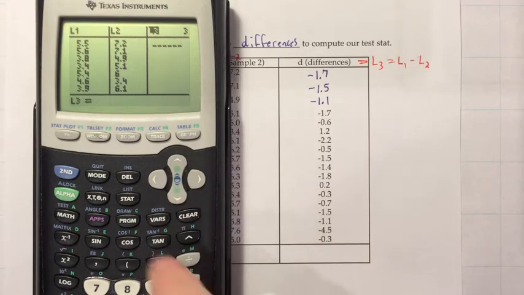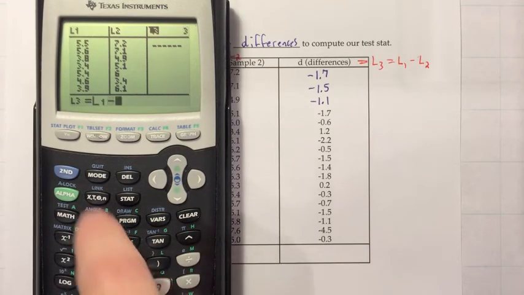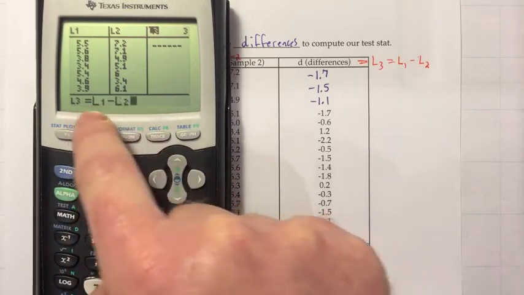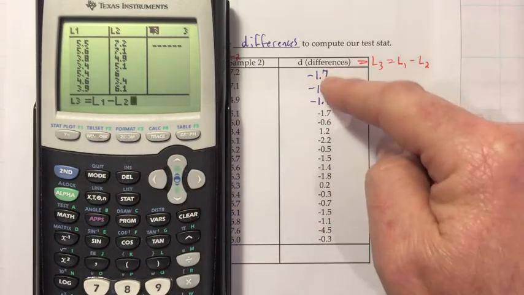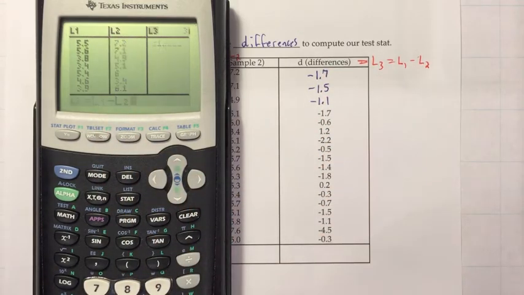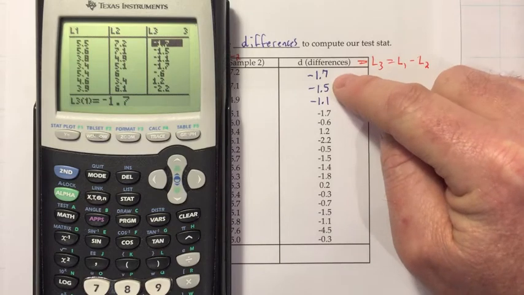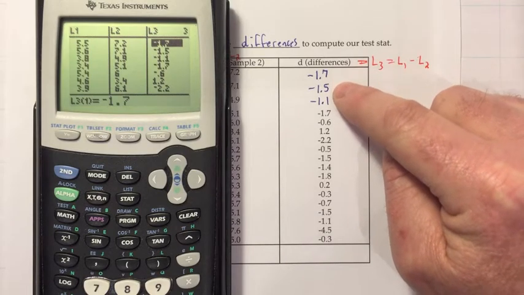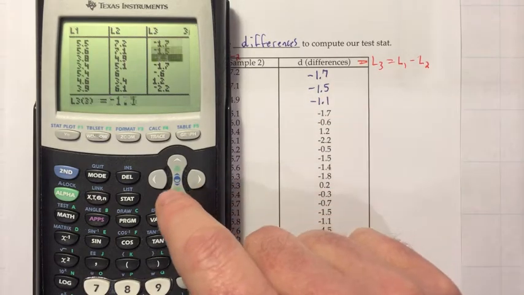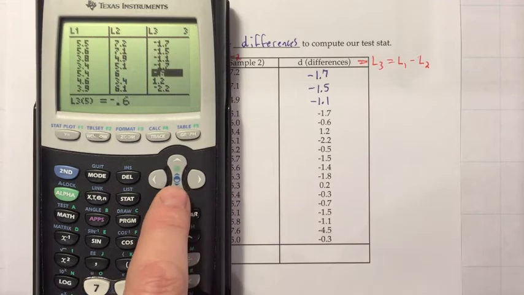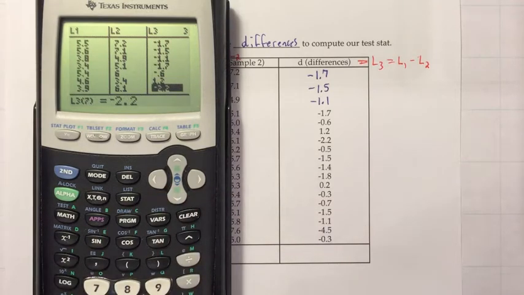Highlight the L3 and let that equal L1 minus L2, and you see that right here. And when I press enter, that should create this entire column of differences. And we can check those first three that we did ourselves. So negative 1.7, negative 1.5, negative 1.1, and then the rest seem to be correct as well.